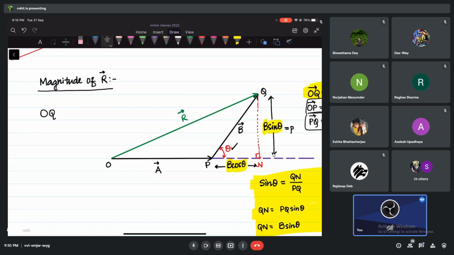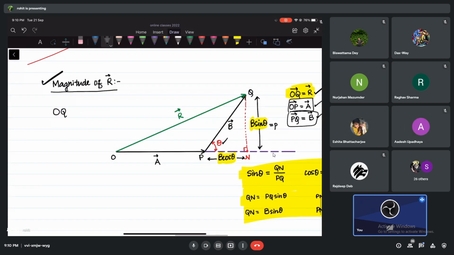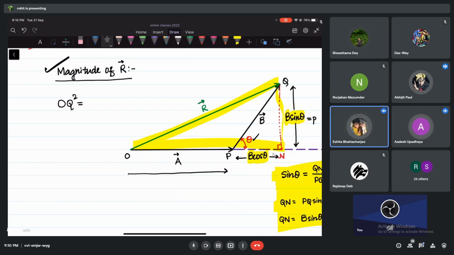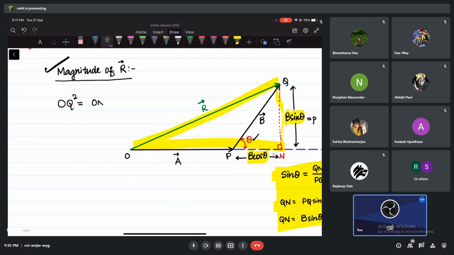OQ, not OQ bar, because I'm talking only about magnitude. Do you agree that OQ is the hypotenuse of this big right angle triangle? Yes. So I can use the Pythagoras theorem now. What is OQ square? It is ON square plus QN square. Can I apply this? Everybody knows geometry this much.